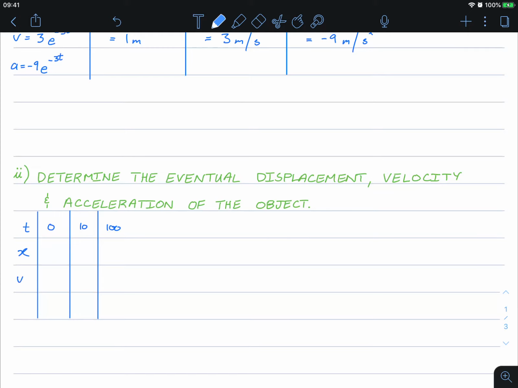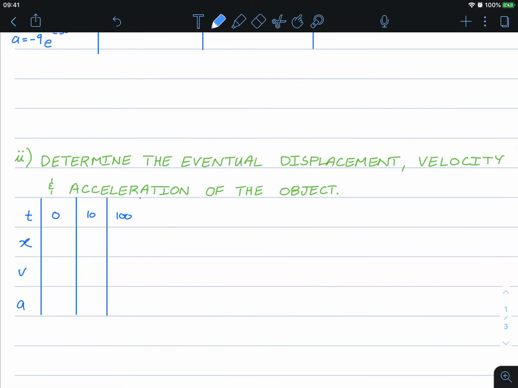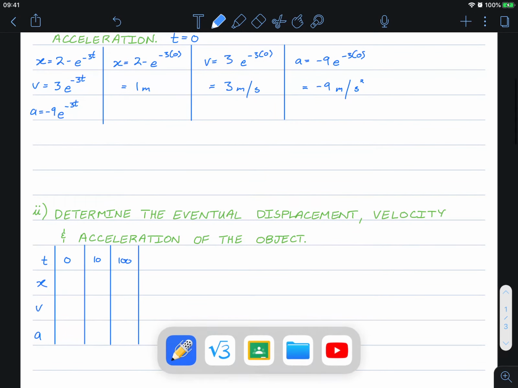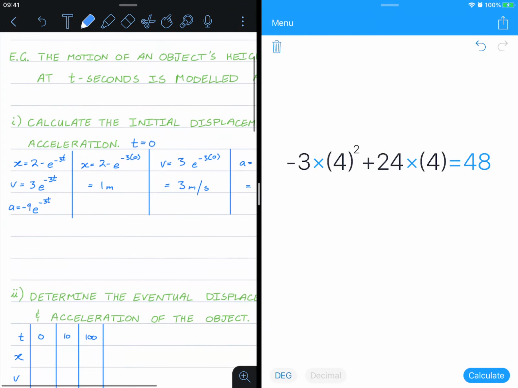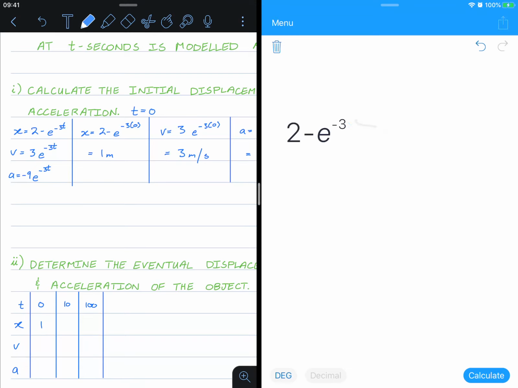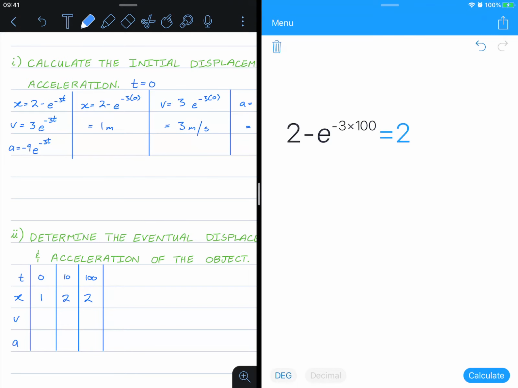Our displacement, velocity, and acceleration. Here we go. Let's test first our displacement. 2 minus e to the power of negative 3 times 0. We already have that, that's 1. 3 times 10. Oh, it's already at 2. Let's test again, times 100. Again, it's already at 2. That's very, very fast.